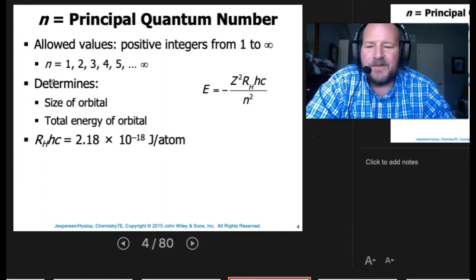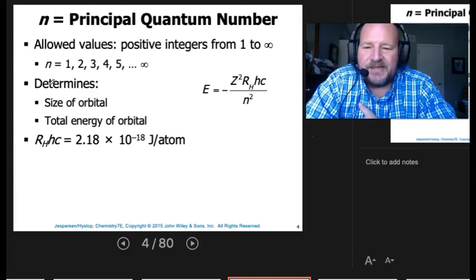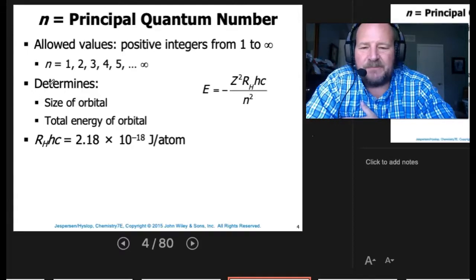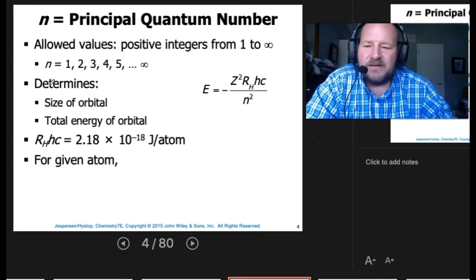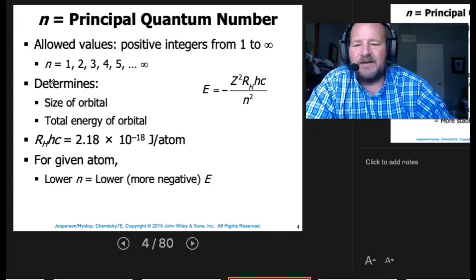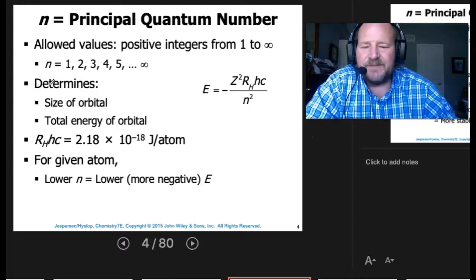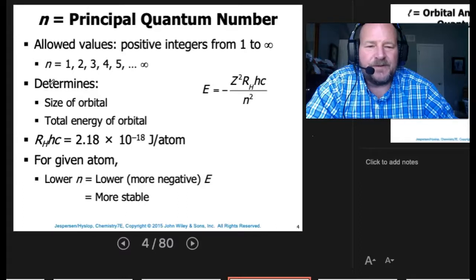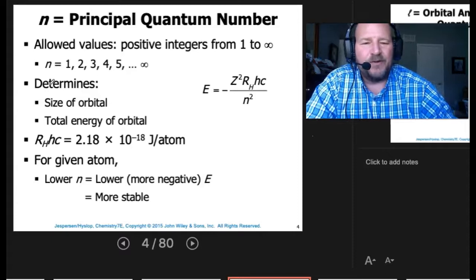Okay, so R sub H is equal to 2.18 times 10 to the negative 18 joules per atom. And so we see that divided by n squared, right? So for a given atom then, the lower the n, the lower the energy, okay? The more negative, which means the more stable. So if you have a small n, then we have a more stable energy level.